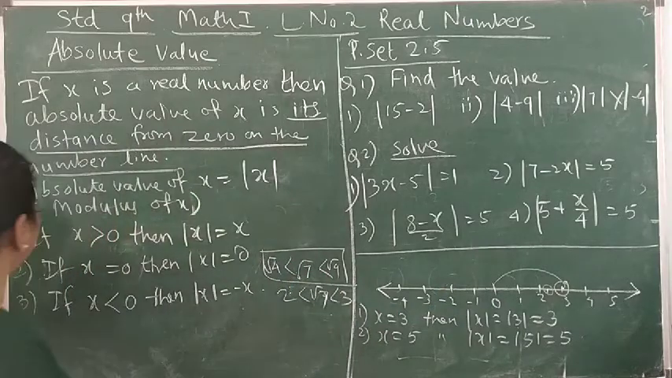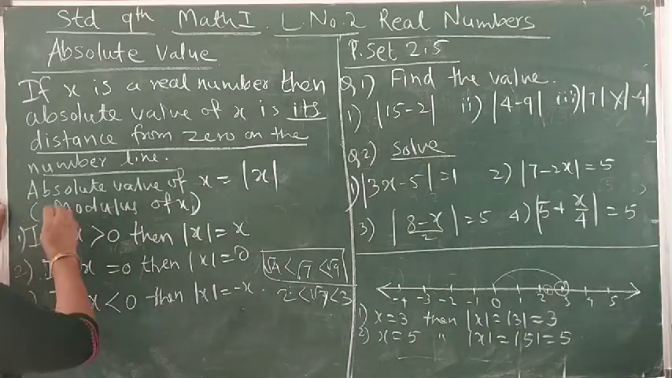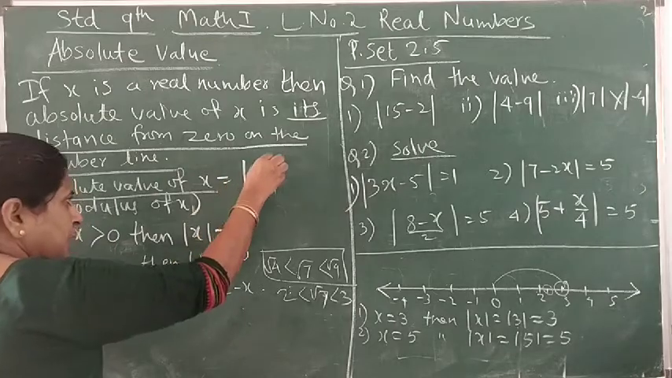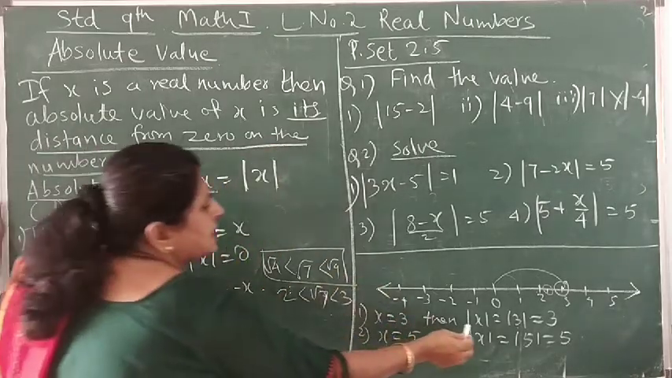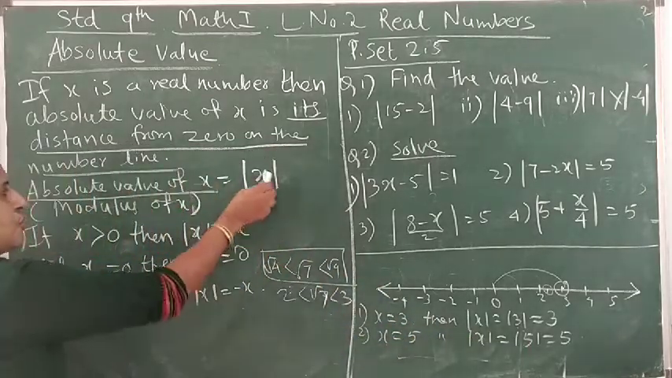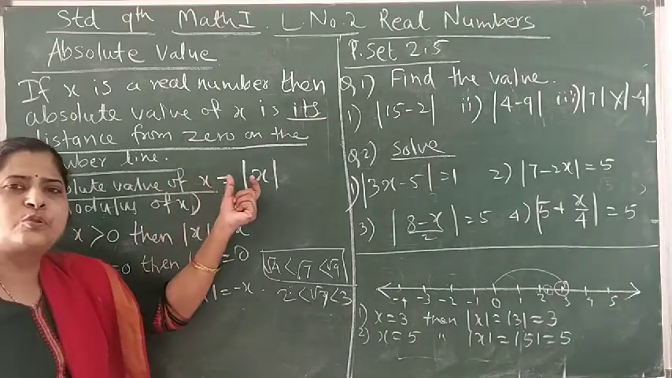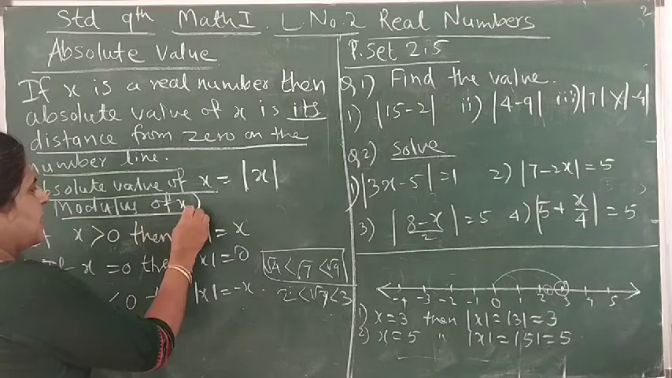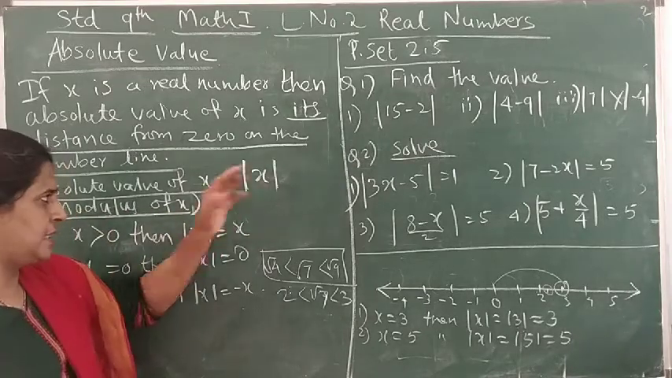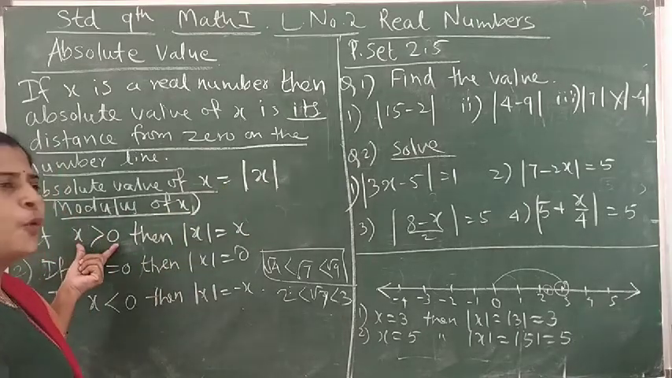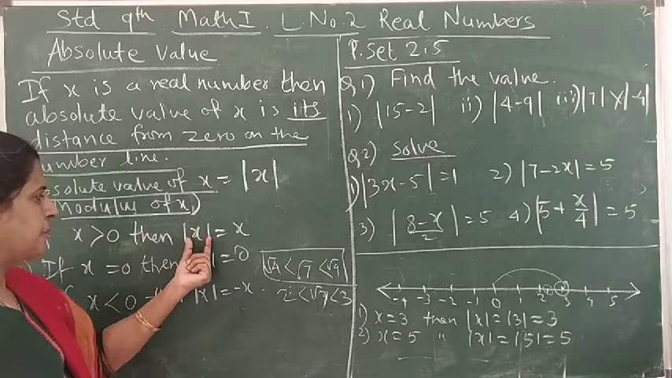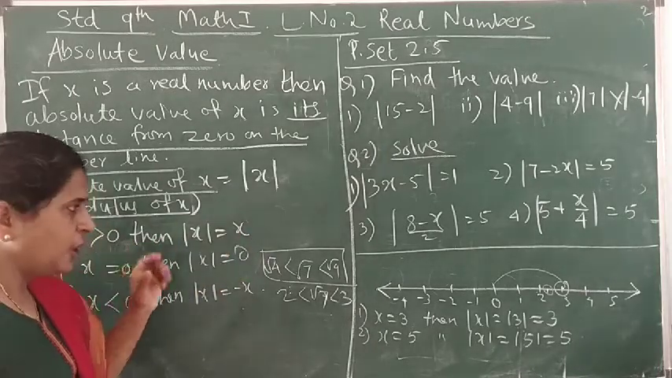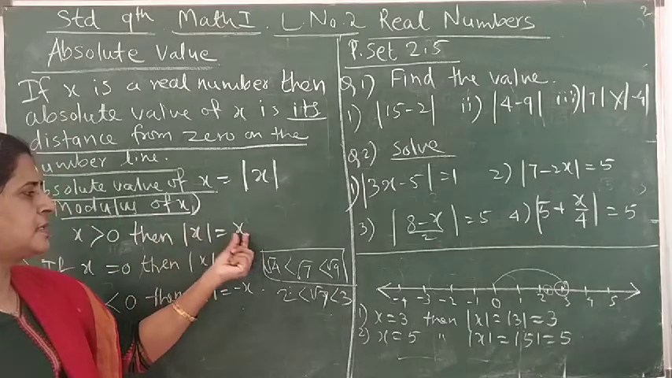So here we get our first property, and how to write this. The absolute value of x is written in two vertical lines, as I have written here like this. So it's two vertical lines, and we read this as absolute value of x, or another name is modulus of x. Modulus of x is what? If x is positive, then the absolute value of x is x. It's the same. Whatever the number, here you get it the same.